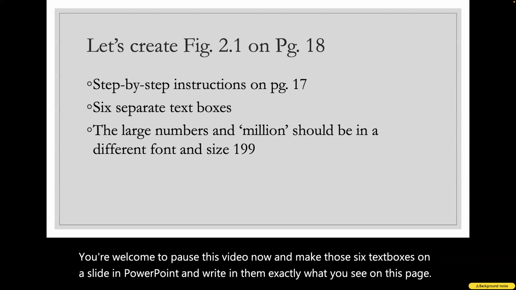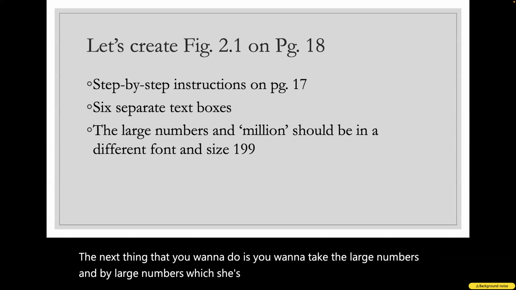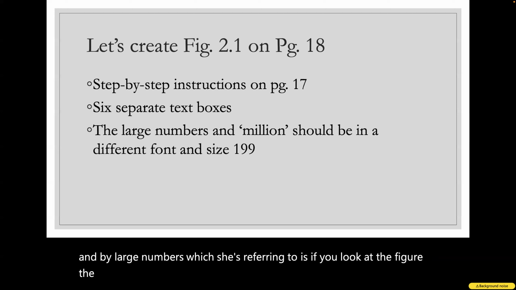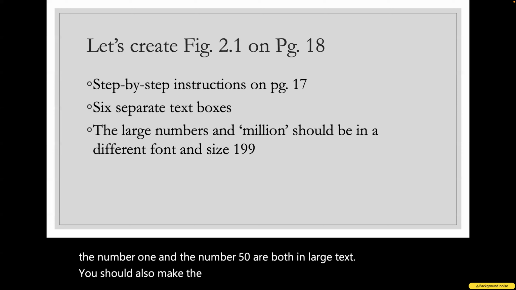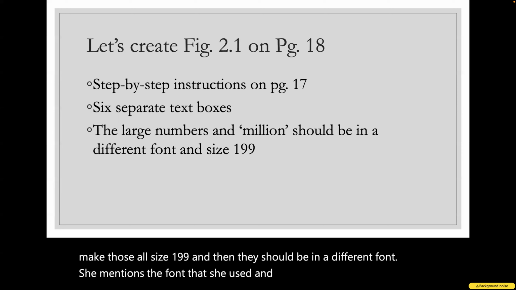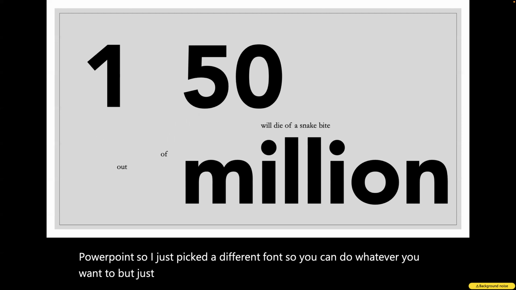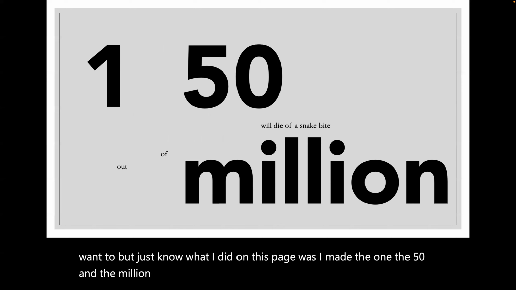The next thing that you want to do is take the large numbers. By large numbers, she's referring to, if you look at the figure, the number 1 and the number 50, which are both in large text. You should also make the word million in large text. So we're going to make those all size 199, and then they should be in a different font. She mentions the font that she used, and I actually couldn't find it on my PowerPoint, so I just picked a different font. You can do whatever you want to, but what I did on this page was make the 1, the 50, and the million very large, 199.